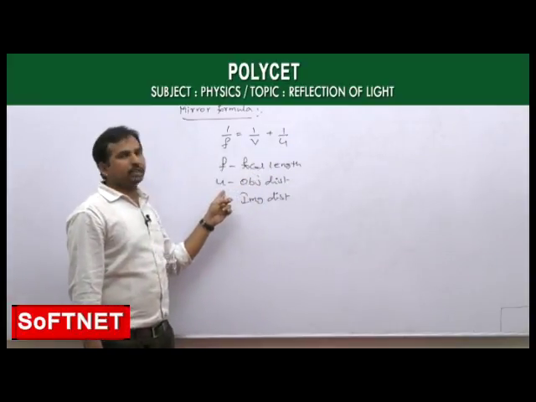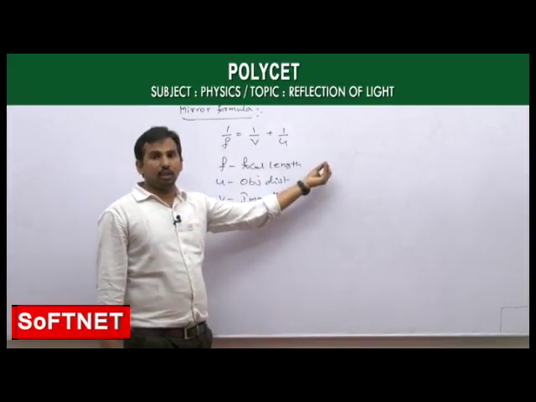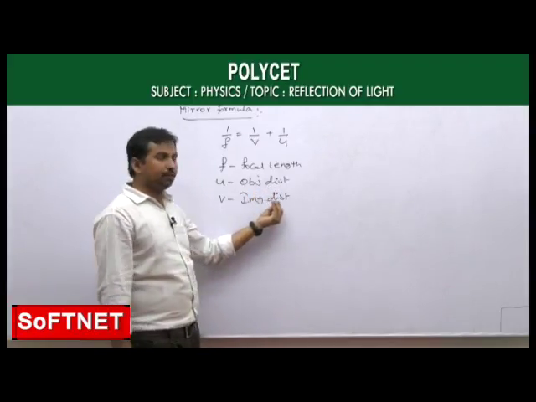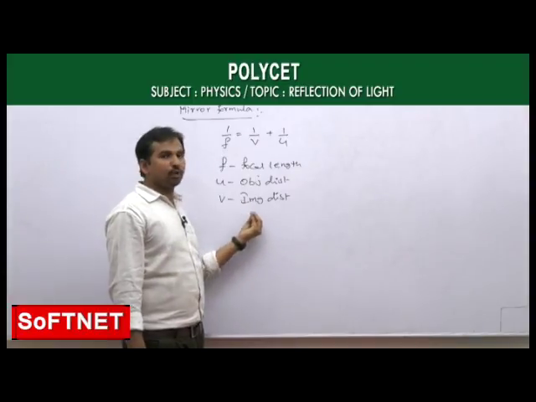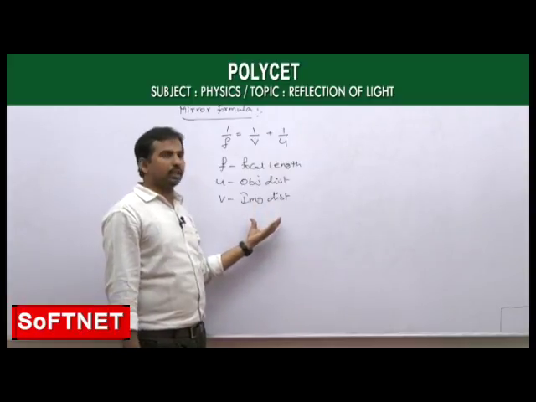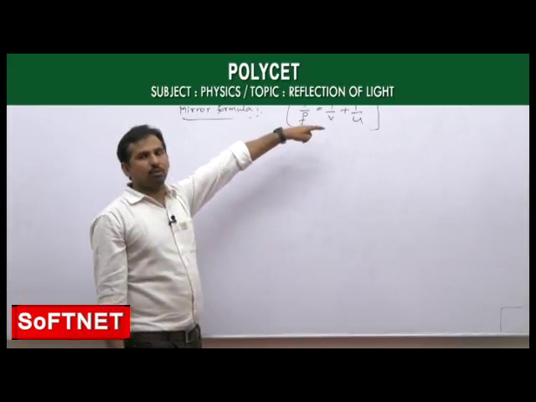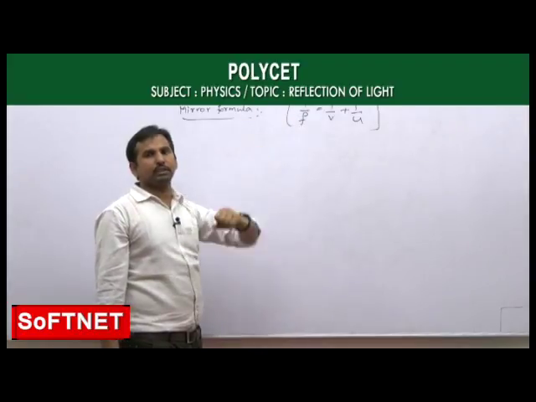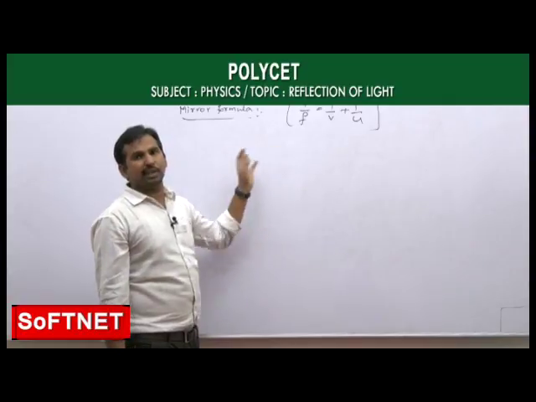Object distance is nothing but the distance between the mirror and the object. That we call the object distance. Whereas v represents the image distance, which is the distance between the mirror and the image formed. As we have the mirror formula 1 by f is equal to 1 by v plus 1 by u, f, v and u are nothing but distances. We have a problem while taking the sign for these distances.